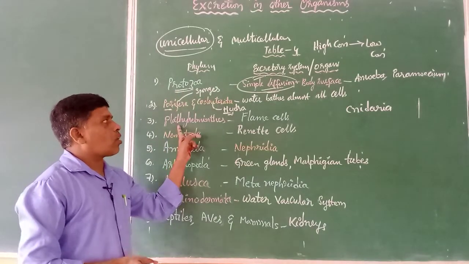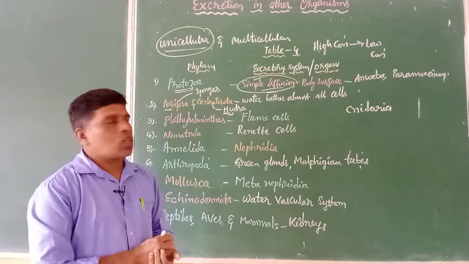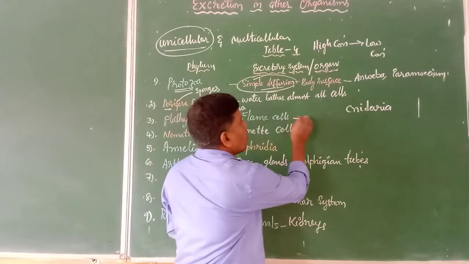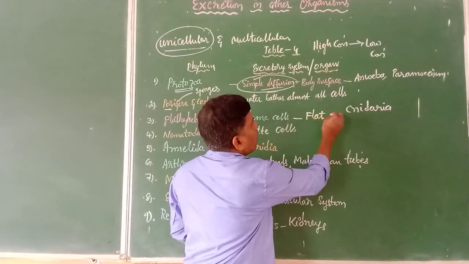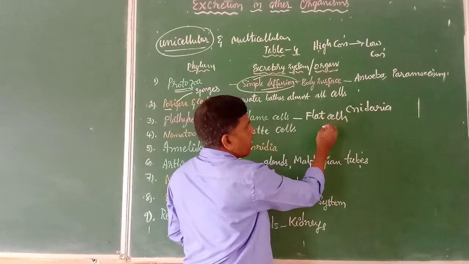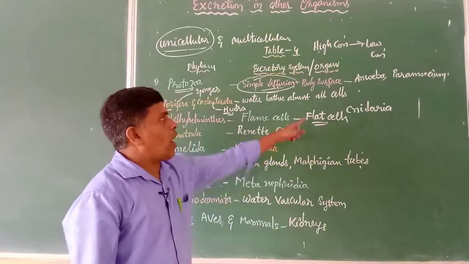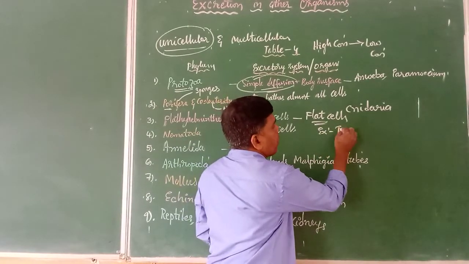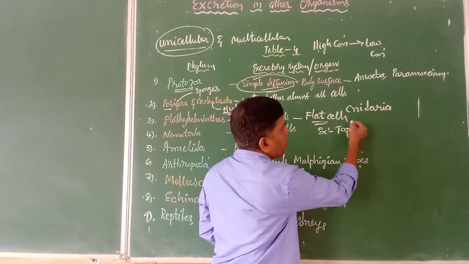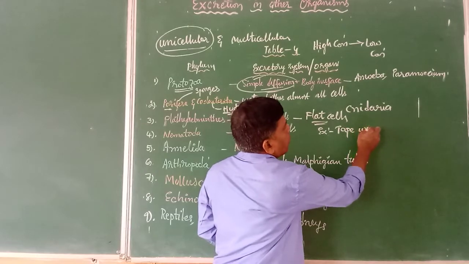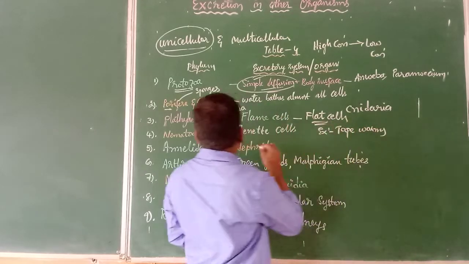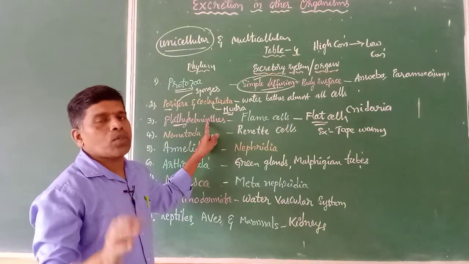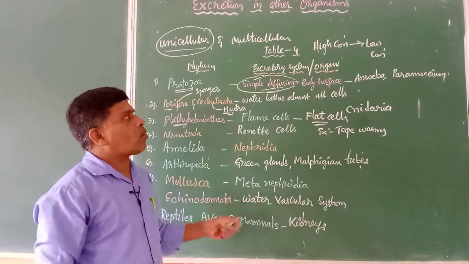Next in order we have the platyhelminths. What are these platyhelminths? They are commonly called flatworms, or worms whose body is flat. Examples are tapeworms, liver fluke and planaria. Platy means flat, helminths means worms. Worms whose body is flat are called flatworms.